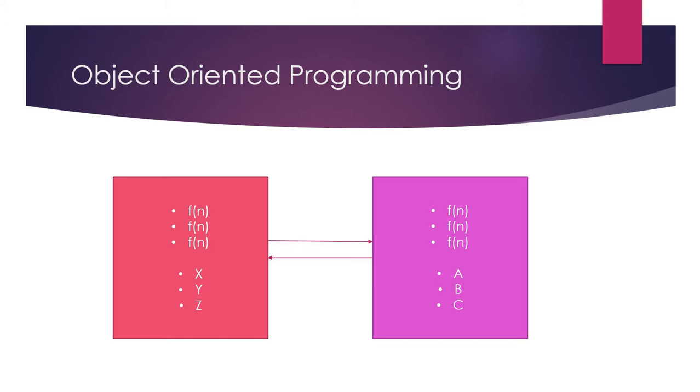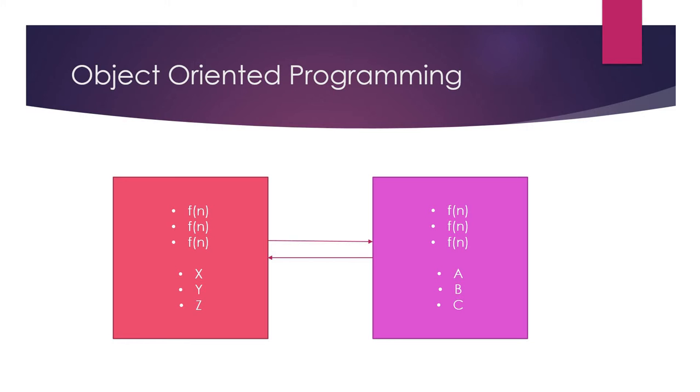Now in case of object-oriented programming, similar functions and parameters are grouped together as a single unit that you are seeing over here. And this single unit is nothing but an object. This object can be anything, from a car to an animal or any other thing like that. And in object-oriented programming, these objects talk with each other.